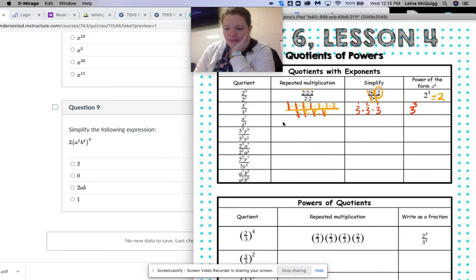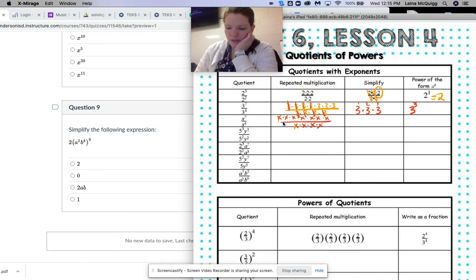So let's do this with x's, and we're going to use variables. We have x to the power of 7, so x times x times x times x times x times x. Is it 7? 1, 2, 3, 4, 5, 6. Oops, missed one. 7. x times x times x times x. And we can cancel these out.